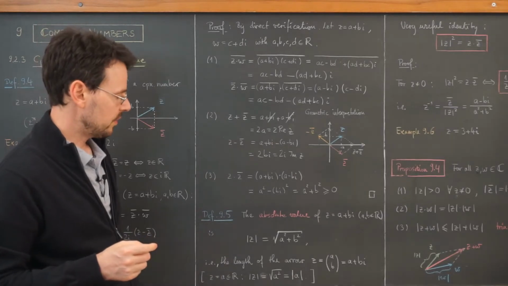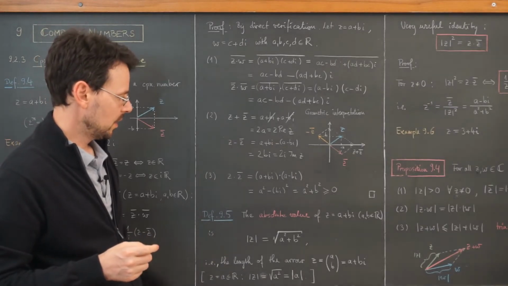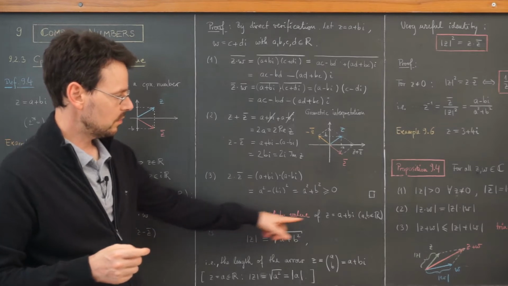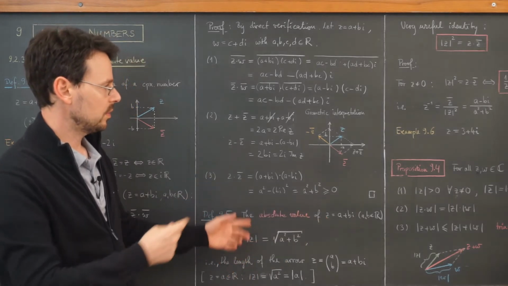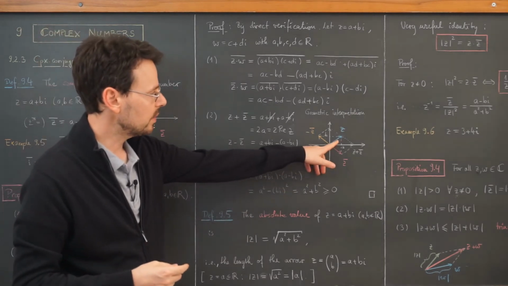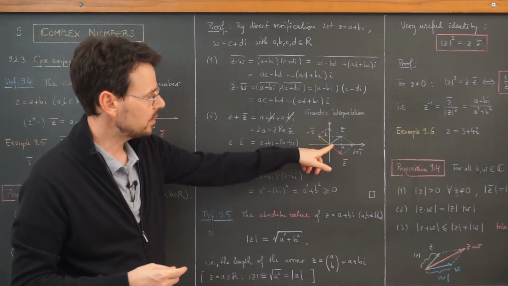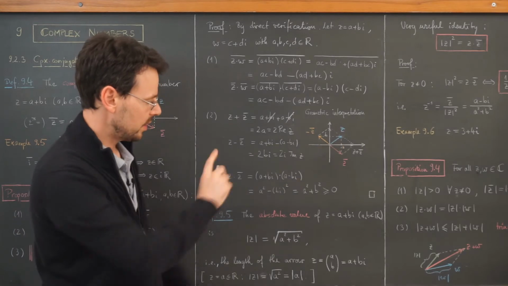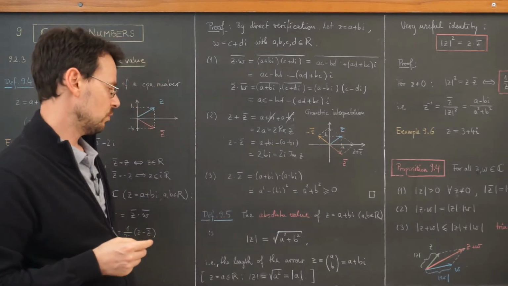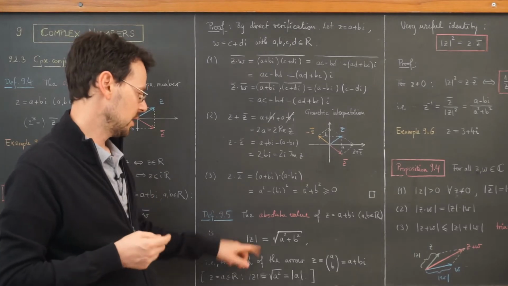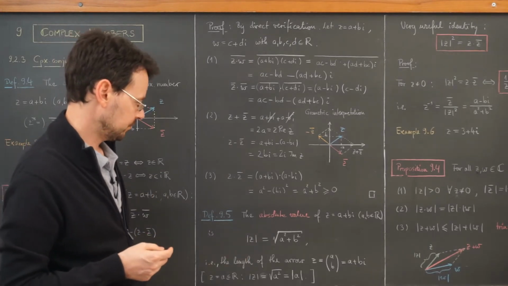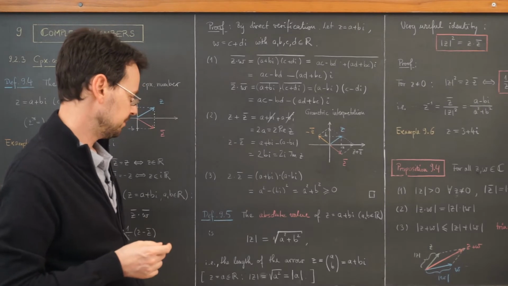Okay, now for a very important definition. The absolute value of a complex number is nothing but the length of its arrow. Yeah, by the Pythagorean theorem, the length of this arrow is the square root of a squared plus b squared. So you should be familiar with that from three-dimensional geometry or two-dimensional geometry.